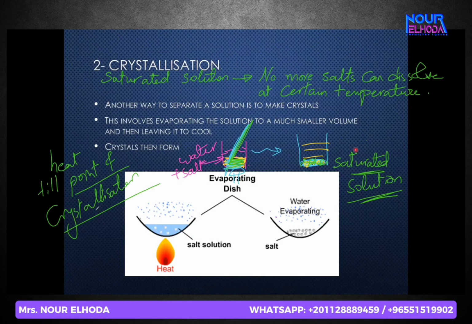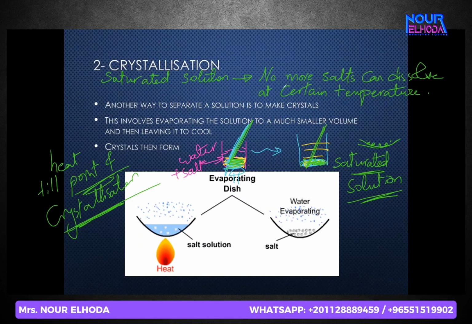How do I know I reached the point of crystallization? At the point of crystallization, salts are going to start forming crystals. How do I know? I take the stirrer and take some drops of the liquid from the solution below and put them on a watch glass or something like that. If I found crystals already formed on the watch glass, this means I reached the point of crystallization, then I'm going to start cooling.